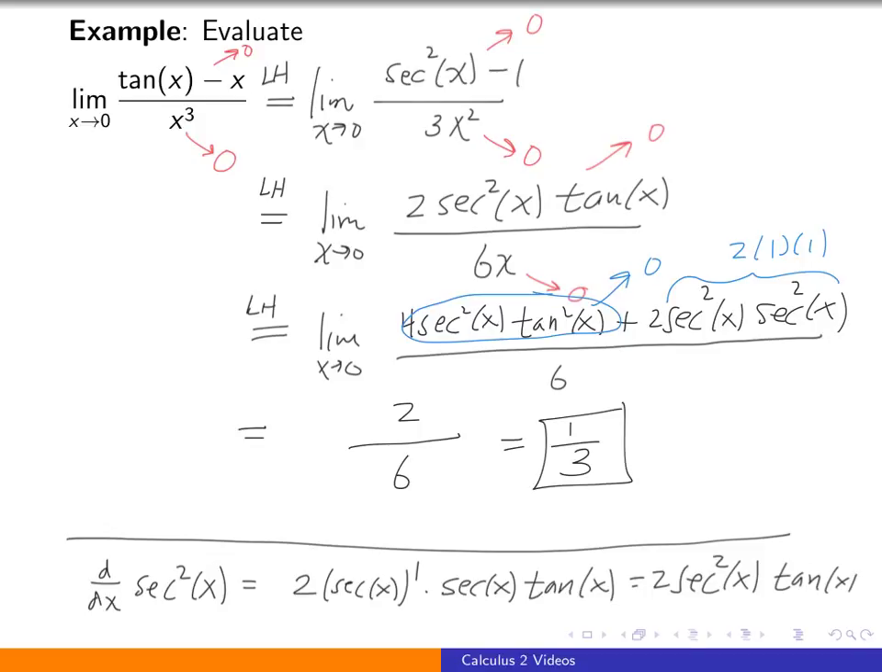And this example illustrates a very important point. It is possible for us to use L'Hopital's rule more than once. And how many times do we use it? As many as we need to get it down to the point where we have limits that we can evaluate.